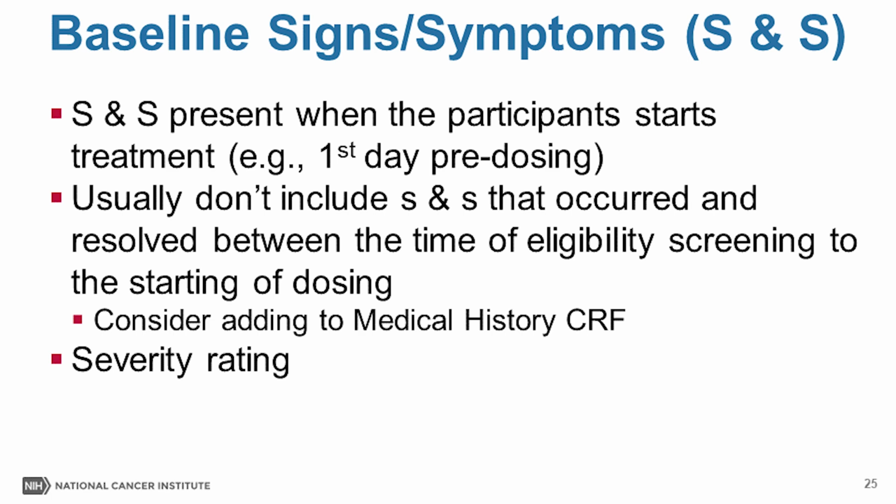It usually doesn't include those signs and symptoms that occurred and resolved between the time of eligibility screening and the starting of dosing. Those often are considered part of medical history and are added to a medical history case report form. And you would need to have some type of a description such that you knew how severe that baseline symptom was.